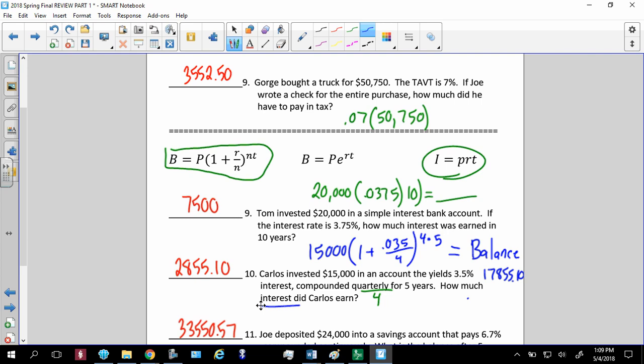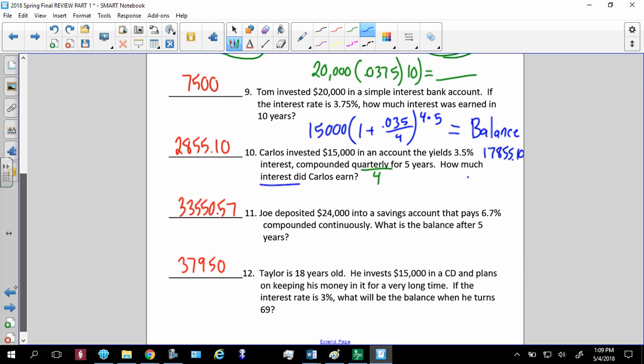But the question is asking how much interest did he earn? Interest means how much money did he make? Well, we started with 15,000. He now has 17,855. Do the subtraction problem. Boom, there you go. A difference of $2,855.